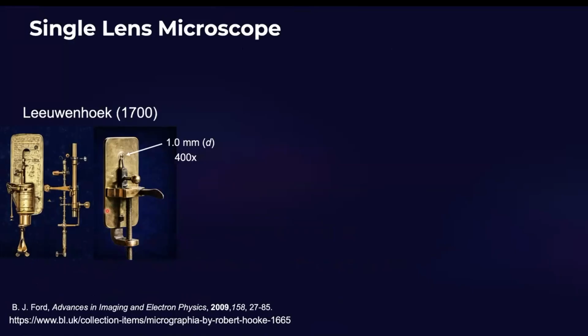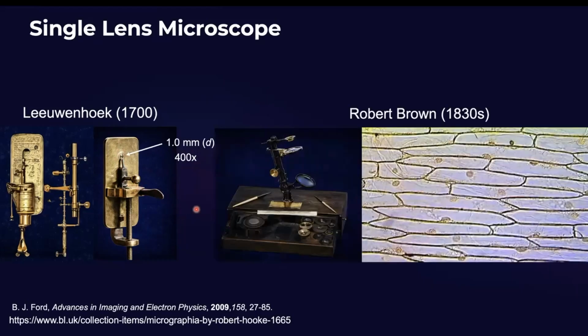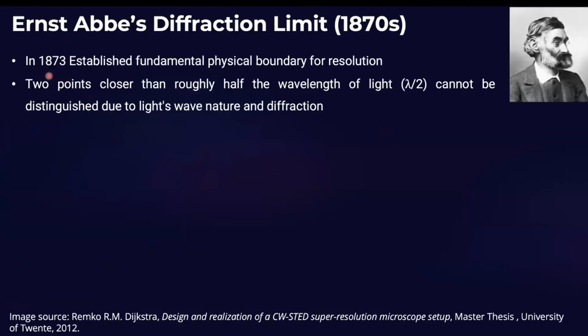He had an extremely small lens of 1 millimeter in diameter and was able to magnify an object up to 400 times. Remarkable. But the challenge is that it is highly laborious and it's very challenging to take this lens all the time and draw the image. Robert Brown then improved the compound microscope and showed that you can image cells. He has shown the nucleus in onion cells. Then Abbe came up with a fundamental physical boundary for resolution in 1873.